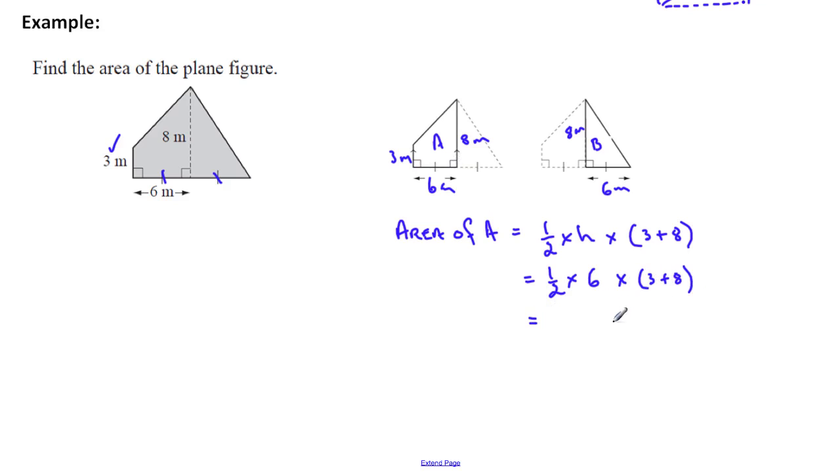Now if we work all this out, half of 6 is 3, and there's 11, so we get an answer of 33, and it's meters squared for our first area.